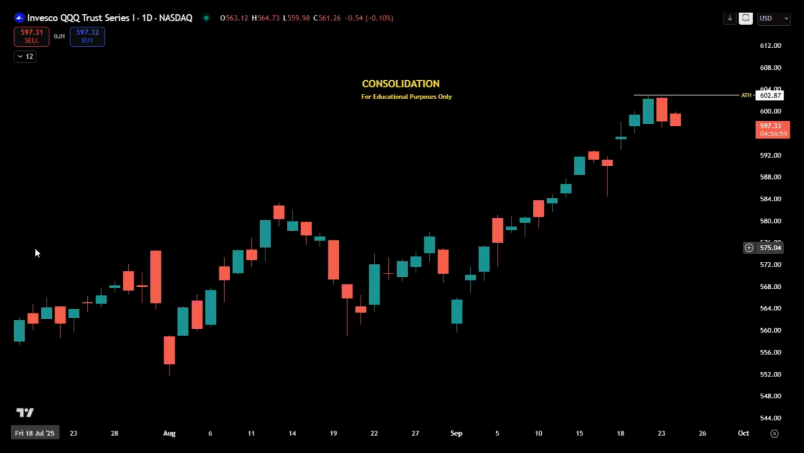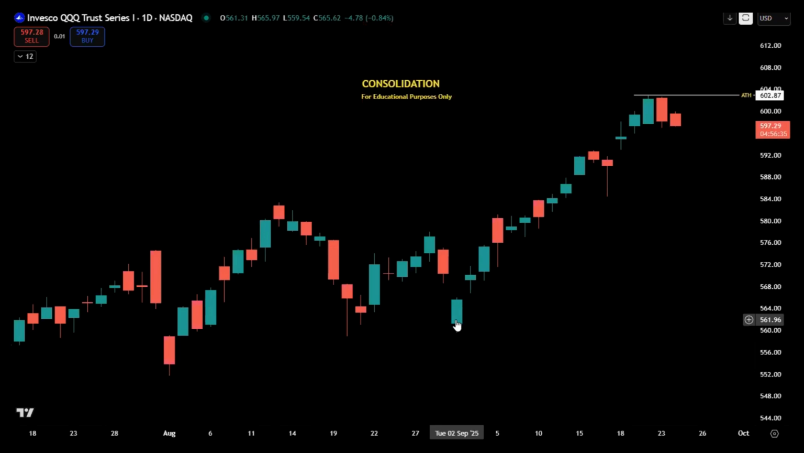So we are on QQQ, the daily chart, and we are looking at consolidation. This is a word, if you're in my free Telegram chat, I use almost daily, especially if you're on the lower time frame. So I just wanted to kind of talk about how the market moves and what happens during consolidation. As you can see, this is September 2nd, 2025.